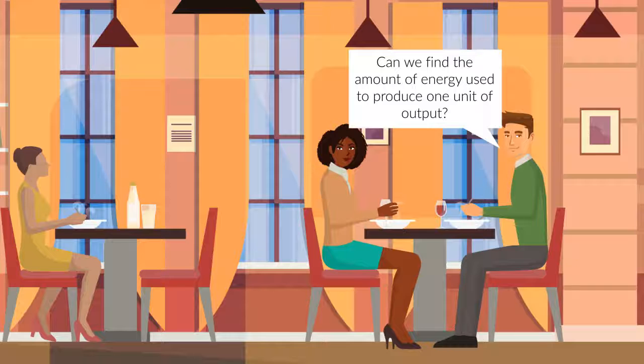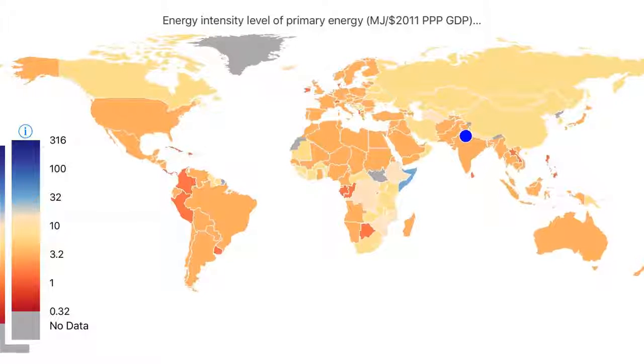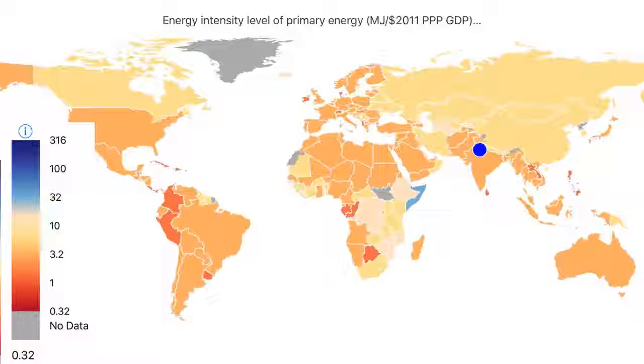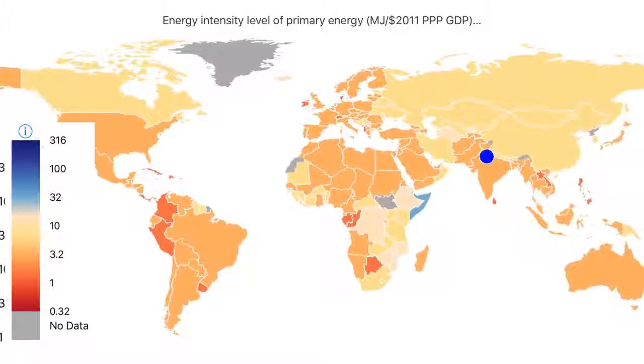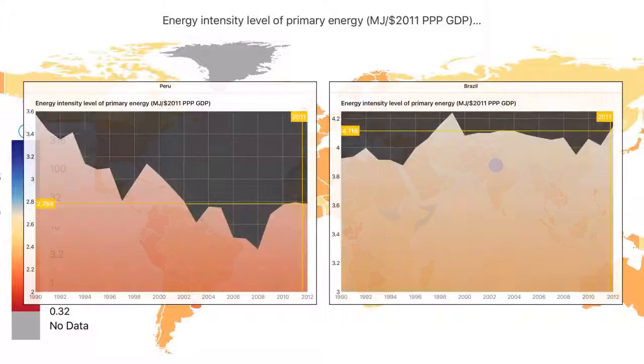Can we find the amount of energy used to produce 1 unit of output? The energy intensity level map here shows us an indication of how much energy is used to produce 1 unit of economic output. Lower ratio indicates that less energy is used to produce 1 unit of output. Okay. This data shows that Peru's energy intensity level has been 2.7 and Brazil's 4.1 in 2011. Therefore, the economic cost of energy is higher in Brazil.